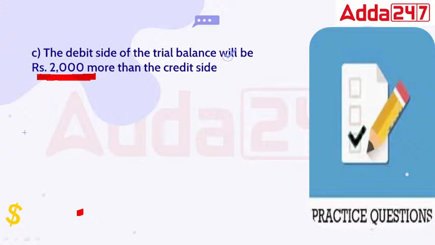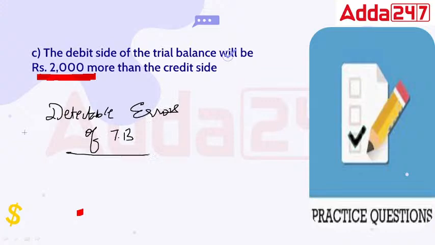This error is, these are detectable errors of trial balance. And this is an error of commission. It is called the error of commission.